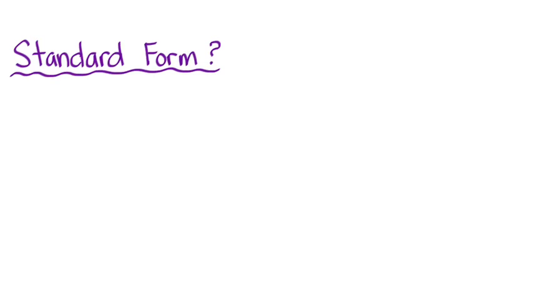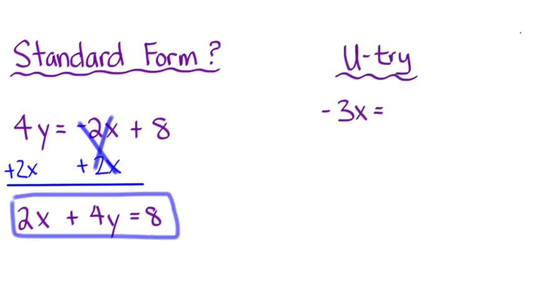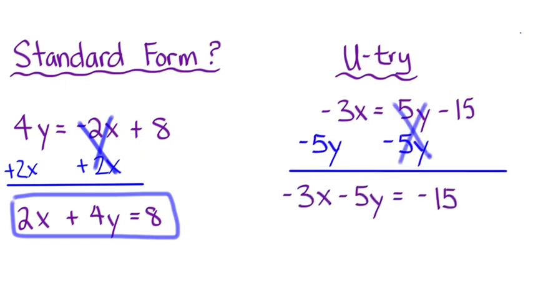So why do we put it in standard form? Well, first we put it in standard form so that we can solve for our x and y intercepts. Let's see what this looks like. If I have it in this form, I just need to move over my 2x, and then I can put it in standard form. Remember, alphabetical order, x, y, and then c. Let's go ahead and try this one. Put it in standard form, please. Did you get negative 3x minus 5y equals negative 15? I hope so.